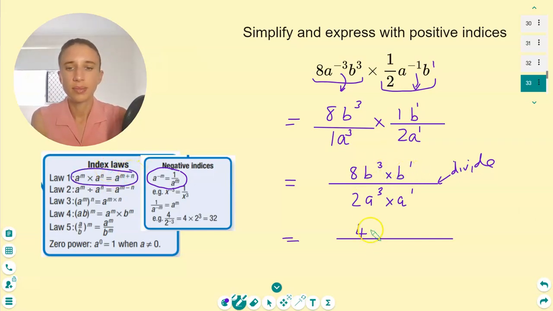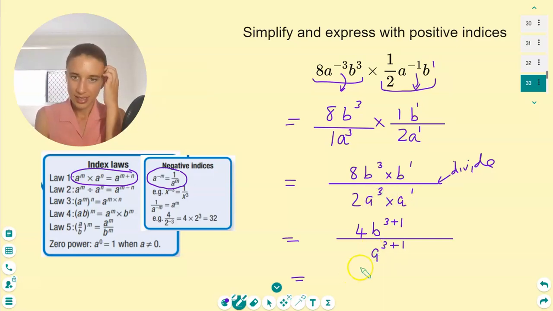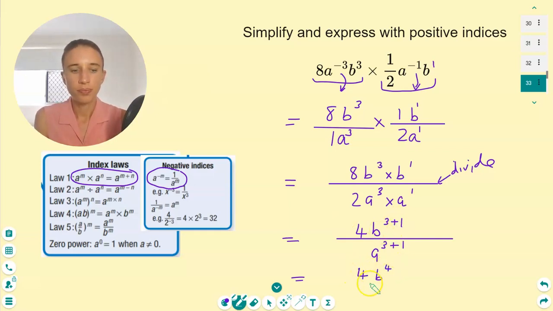Look at that. It means you add the powers. So b to the 3 plus 1. And we've already simplified that, which is great. On the denominator, a to the 3 plus 1. Since multiplying index terms with the same base, you add the indices. So now let's just simplify it. The last step for this question: b to the 4, a to the 4. And we can't simplify that any further since they don't have the same base.